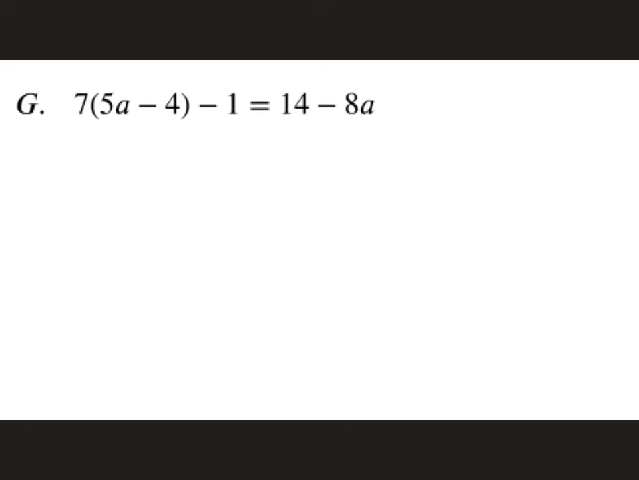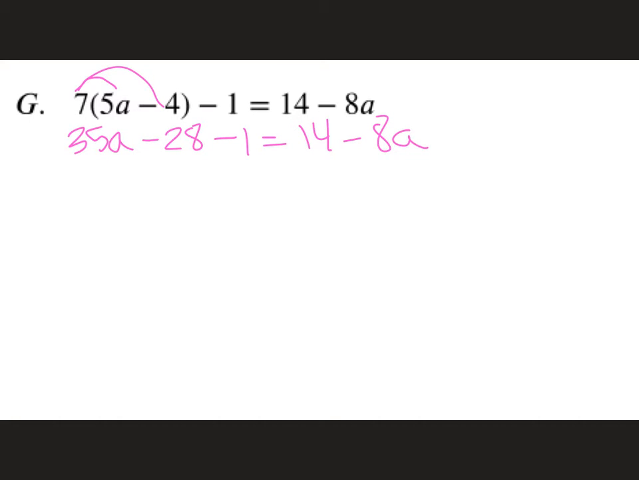This equation has distribution and variables on both sides. So let's start with distribution. If we distribute the 7, we should have 35a minus 28 minus 1 equals 14 minus 8a.